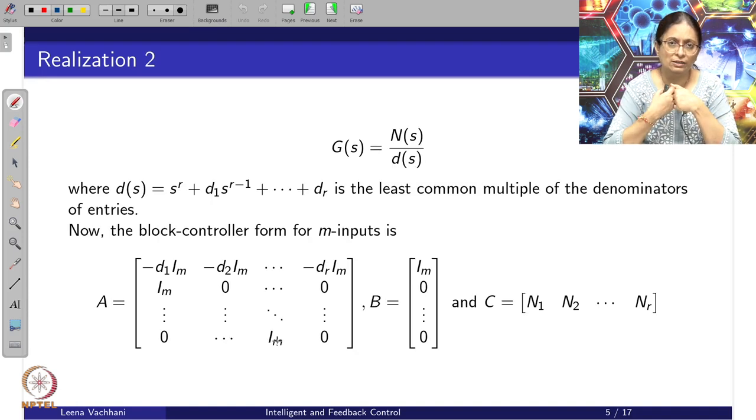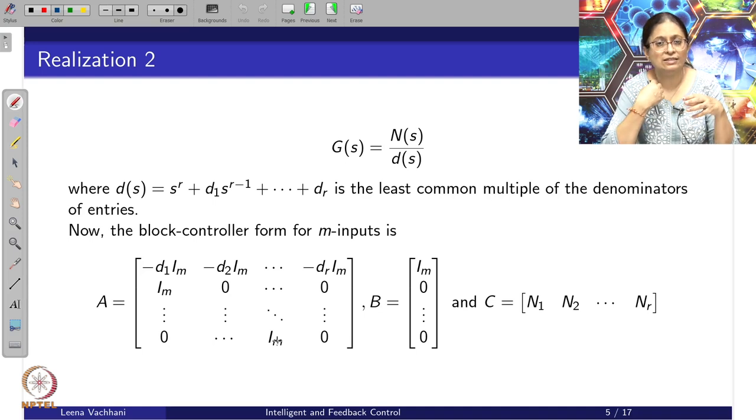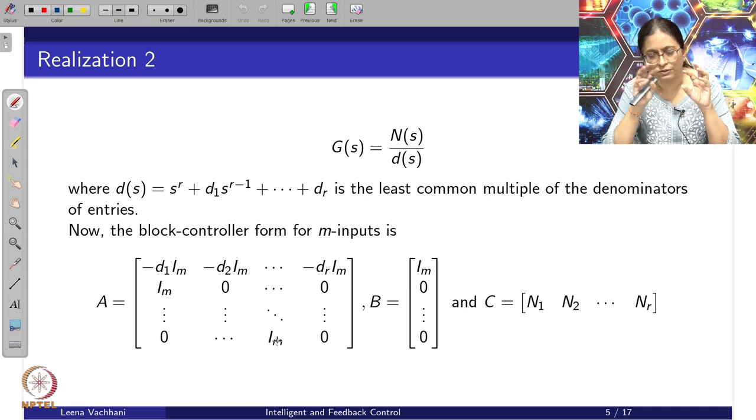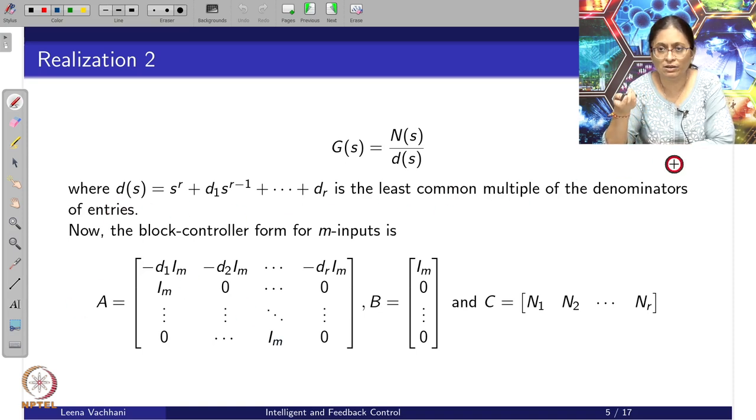another way of forming the state space realization, which is describing the system matrix A, input matrix B, and the output matrix C in terms of the block controller form. So for the block controller form, the individual transfer functions need to be clubbed in some way. One way to do this is considering the least common multiple of the denominators, which is given by D of S.